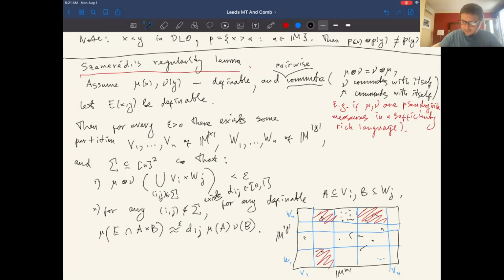So meaning that if I take any subrectangle of this, and ask how many edges I have on this subrectangle, the density is approximately the same as on the whole rectangle. Approximately again, meaning within epsilon. That's what you would expect if you just picked the edges at random, with the given probability.